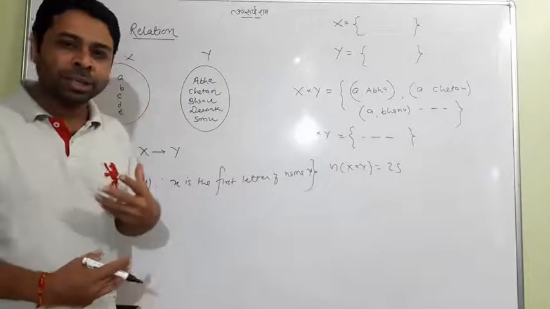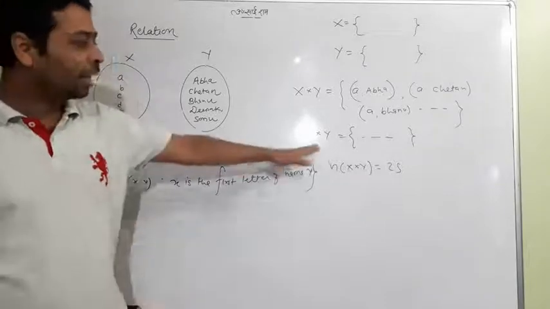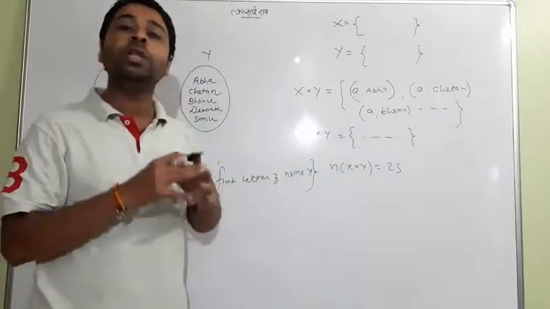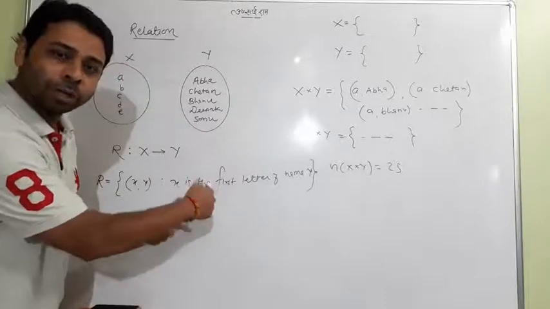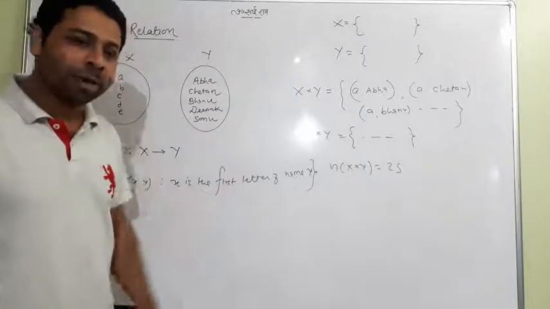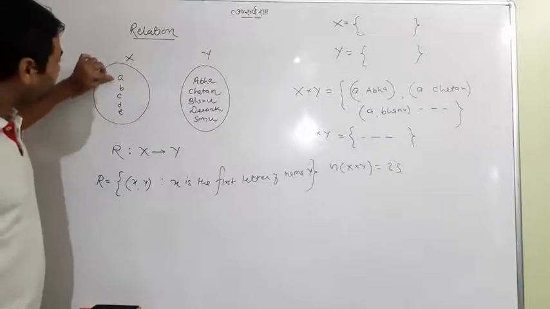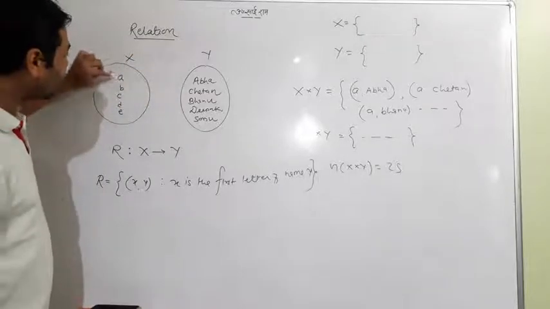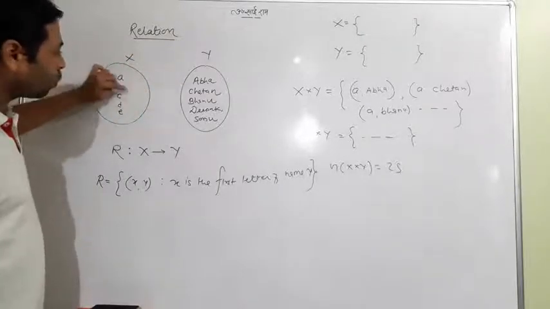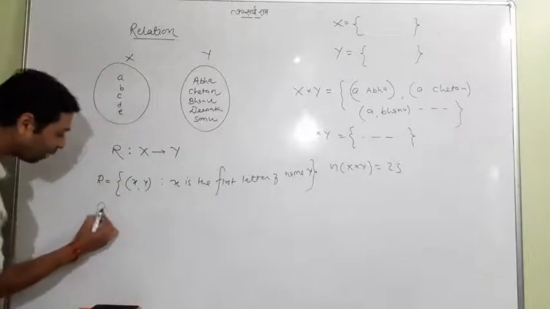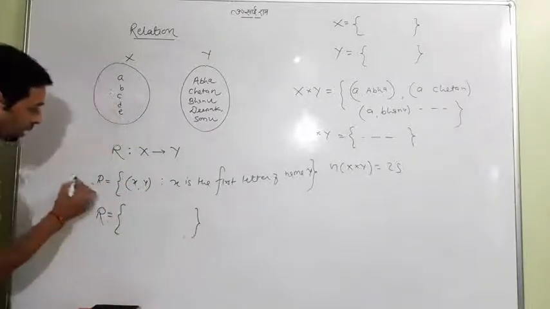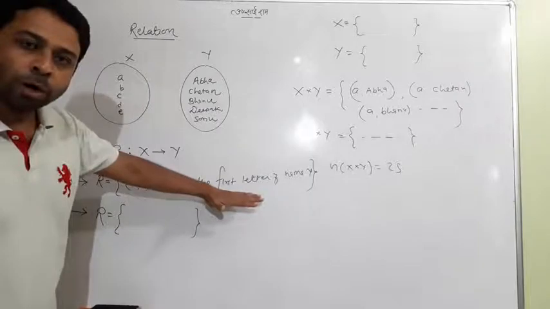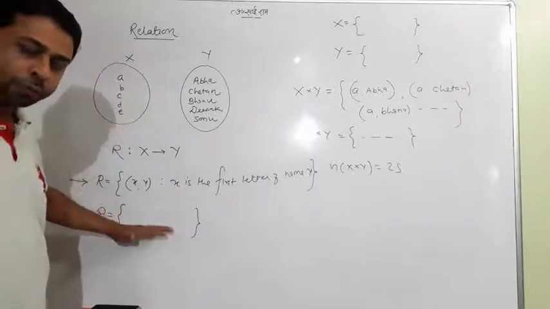I have put the condition that I cannot take all the elements, like the 25 elements contained in x cross y. I don't want all, I want only those elements which follow this condition: x is the first letter of the name y. If you put A, A will match with Abha, because its first letter is A. A cannot match with C, B, D, or S. This is the set builder form and this is the roster form. You know the terminology now. This is the set builder form of the relation, and this is the roster form of the relation.